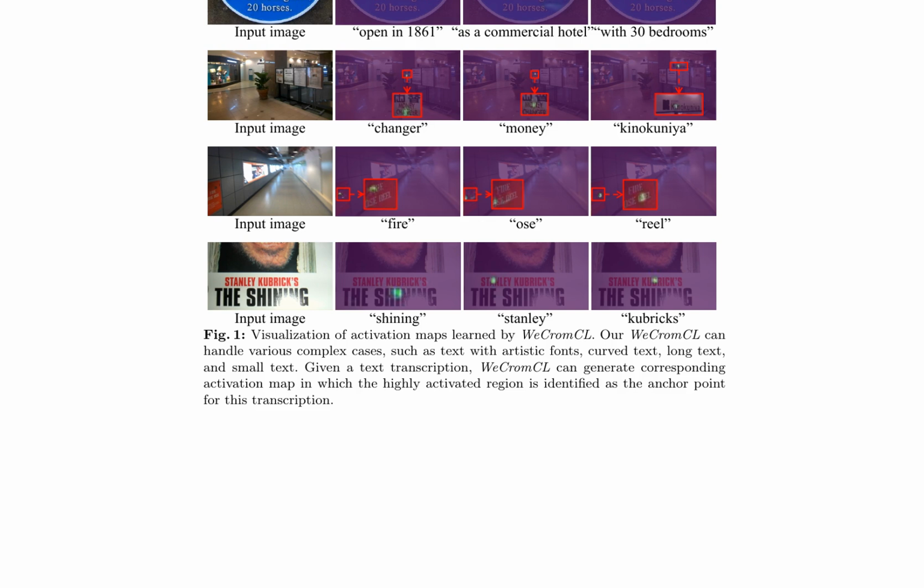This showcases the model's capacity to accurately detect and locate text within diverse contexts, such as commercial signs, historical information, and artistic expressions. The activation maps provide valuable insights into the model's decision-making process, highlighting the regions that contribute most significantly to text localization. By visualizing the model's internal workings, researchers can gain a deeper understanding of its strengths and limitations, ultimately informing improvements to its architecture and performance.